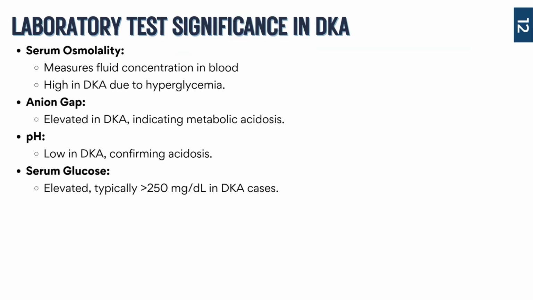So, kind of talked about some of these, but let's go a little bit more and review some key lab tests and how they help us understand the severity of DKA and guide our treatment. So serum osmolality. Have you ever talked about this before? Okay, what it does is it measures the concentration of solutes like glucose in the blood. So in DKA, serum osmolality is typically high because of the hyperglycemia, which increases the amount of solute, in this case glucose, in the blood. High serum osmolality can lead to dehydration as water moves out of cells and into the bloodstream, okay?